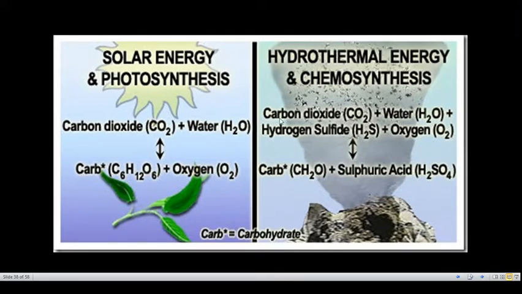Okay? So, your carbon dioxide combined with your water and your hydrogen sulfide plus your oxygen. So, itong apat na itong reactants and will produce your carbohydrate CH2O plus the sulfuric acid. So, in short, your chemosynthesis will produce products such as sulfuric acids. Okay? So, that's the difference between the two.